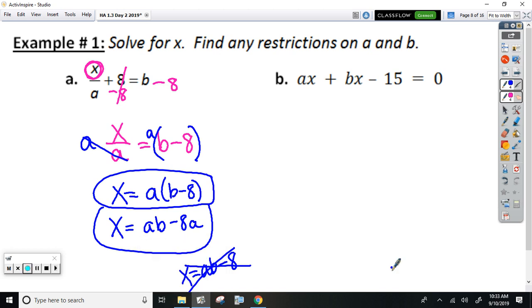All right, now our restrictions. It does say find any restrictions. Remember, restrictions are that your denominator can't be 0. So right now you would think there's no restrictions. I don't have a denominator. But you always have to look back at the original question and see if there was a denominator, and there was. So we have to restrict that variable. That variable a cannot be 0. A can be any number except 0. And that is our restriction.